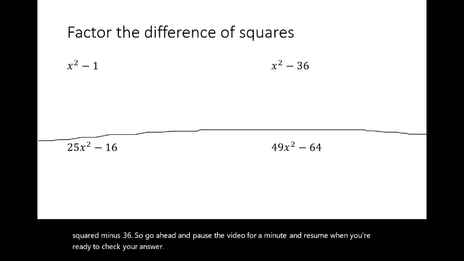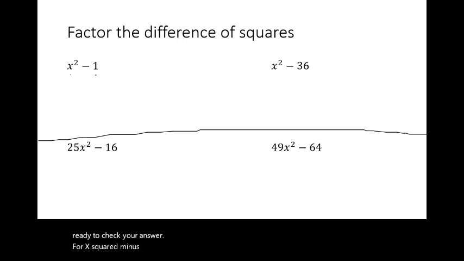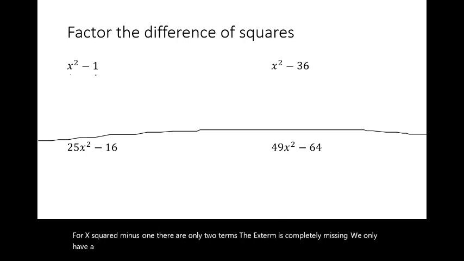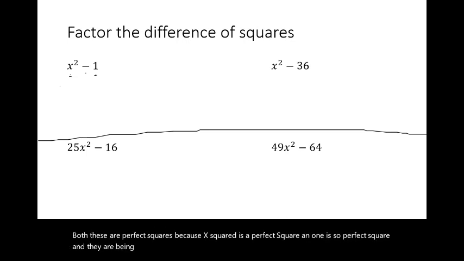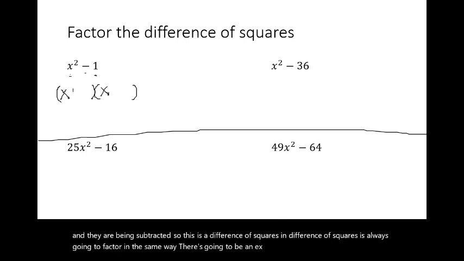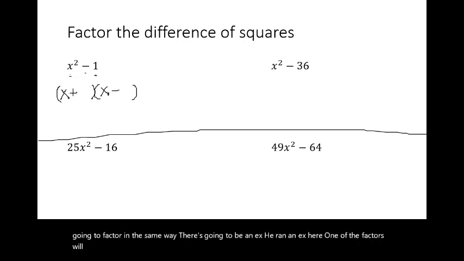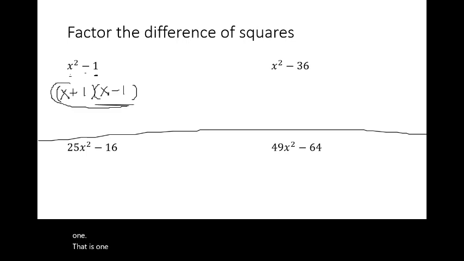Okay, so for x squared minus 1, there are only two terms. The x term is completely missing. We only have a square term and a constant. Both of these are perfect squares because x squared is a perfect square and 1 is a perfect square, and they are being subtracted. So this is a difference of squares, and difference of squares is always going to factor in the same way. There's going to be an x here and an x here. One of the factors will be positive and the other one will be negative. And what number times itself is 1? Well, that is 1. So it'll factor as x plus 1 times x minus 1.